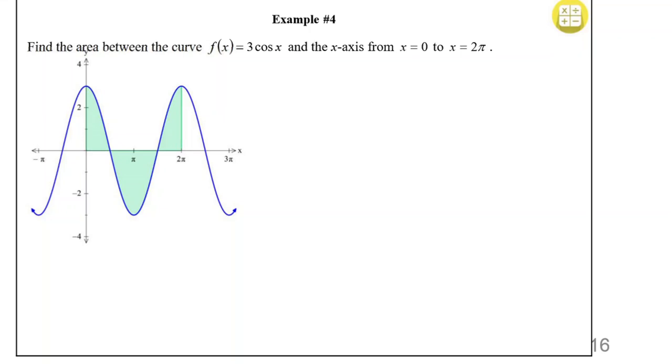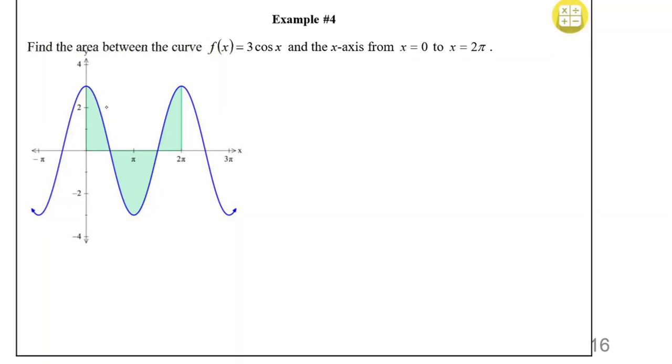Find the area between the curve f of x is equal to 3 cos x and the x-axis from x is equal to 0 to x is equal to 2 pi. All right, so we have our picture given to us in this case. And this is what it refers to, right?